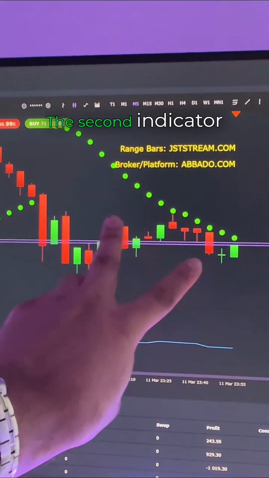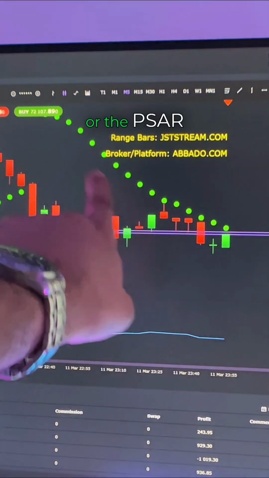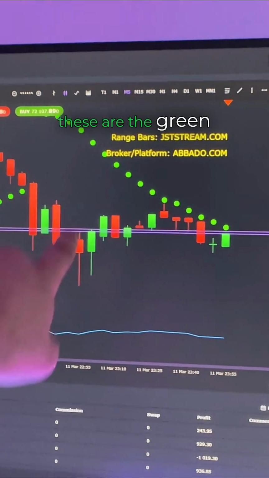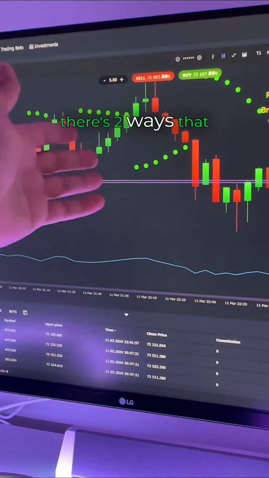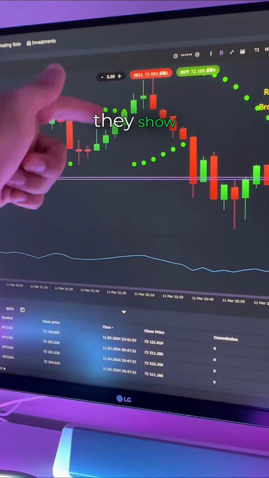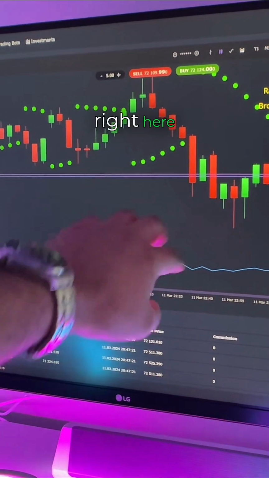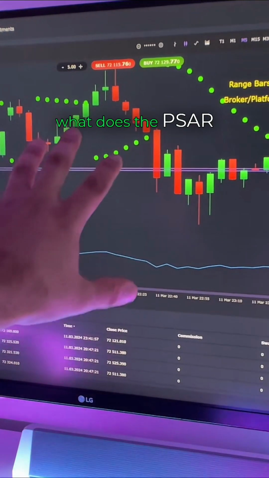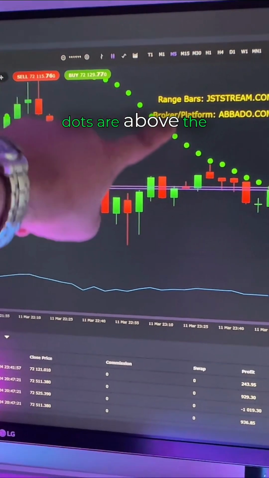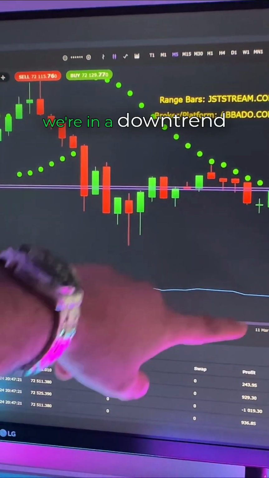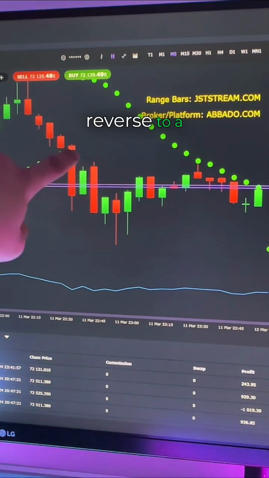The second indicator is called the parabolic SAR, or the PSAR. Now we can see these are the green dots that I have on the chart right here. You guys can see there's two ways that they show. One is above the candles and one is below the candles right here. Now, what does the PSAR mean? What it means is when the dots are above the chart, that means that we're in a downtrend, right? So right here you can see right here is where we reverse to a downtrend.